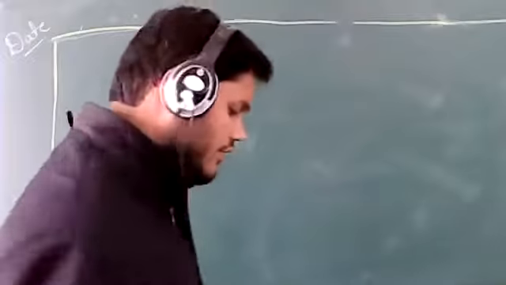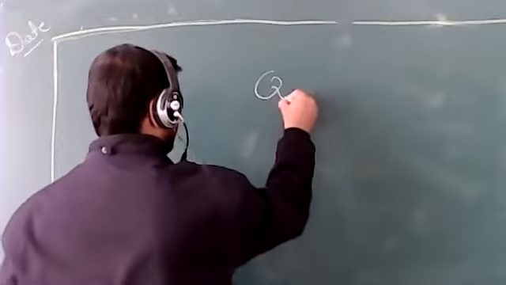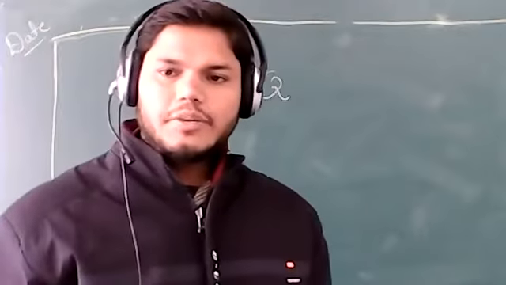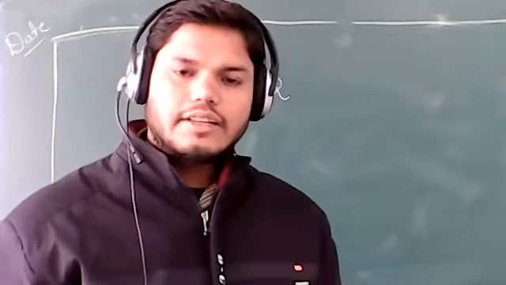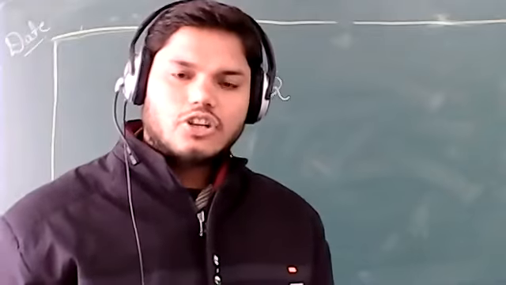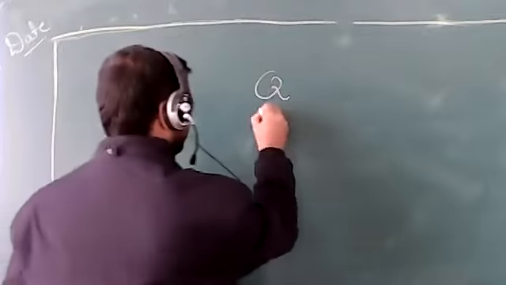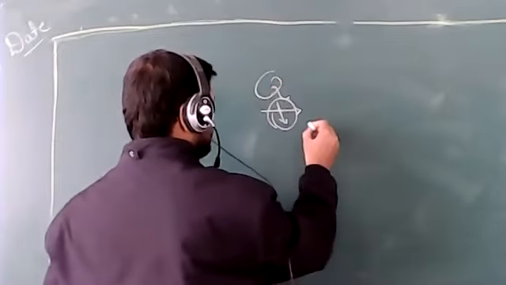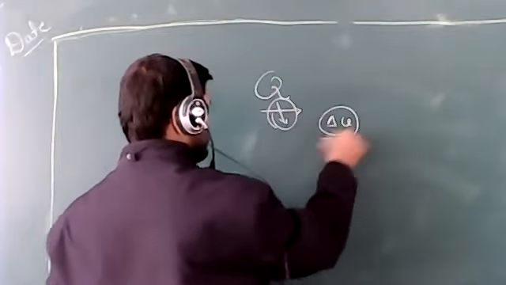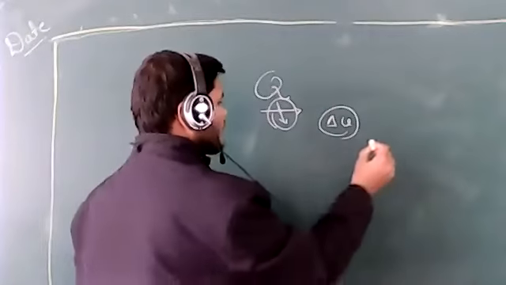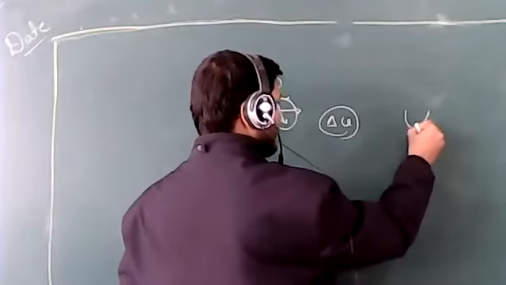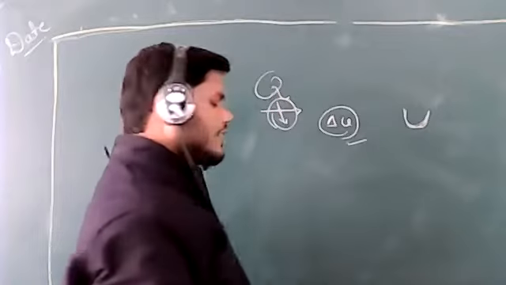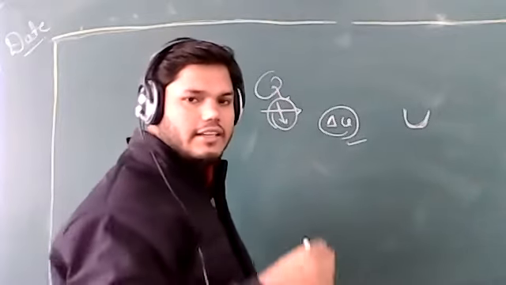What does the first law of thermodynamics say? If q amount of heat is given to a system, some part of that heat energy is used to increase the internal energy of the system. If you take u as the internal energy, then delta u is the increase in the internal energy.